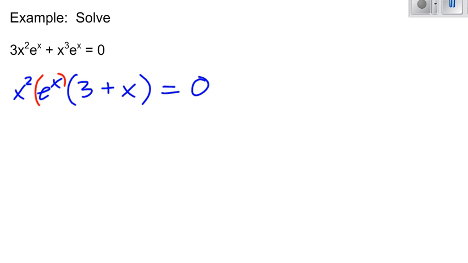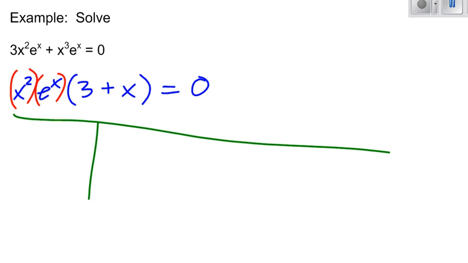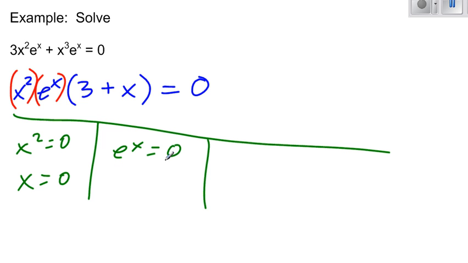Now, there are 3 parts to this. There's x squared, e to the x, and 3 plus x. Set each part equal to 0 separately. X squared equals 0 means x equals 0. E to the x equals 0, we're not going to be able to get a 0 there, right? And we can also have 3 plus x equals 0. So x would equal negative 3.